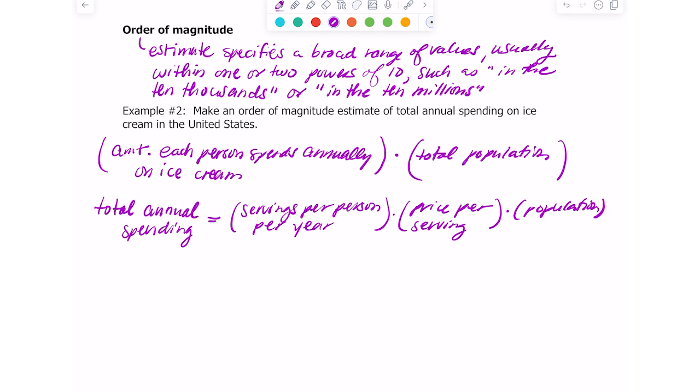Okay, so let's think about this. I know I like ice cream, and I'm going to say that the average person has at least one serving of ice cream each week. Now, what is a serving? Is it a scoop? If you go to Wendy's and you get a Frosty, does that count as a serving? There are a lot of different ways we could define serving, right?